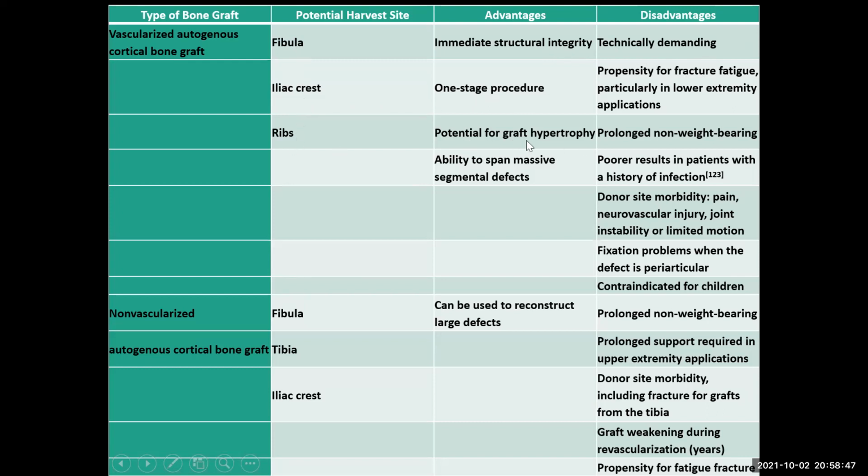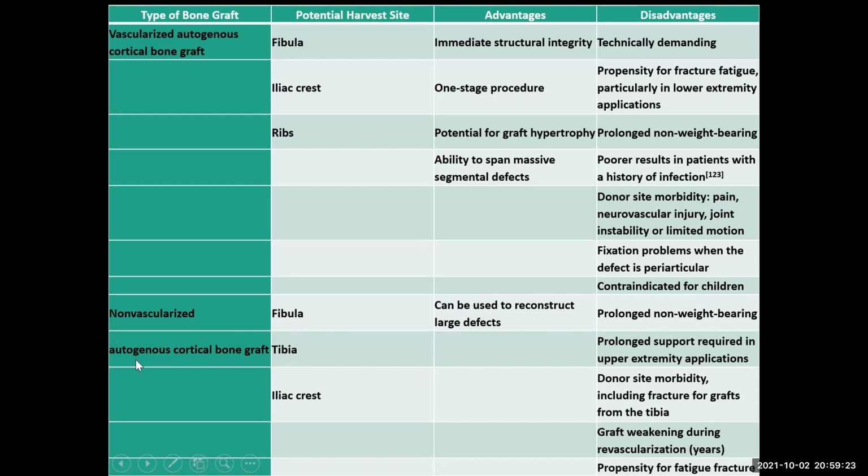Ribs, potential for graft hypertrophy, prolonged non-weight bearing is needed because not structurally strong, but it has the ability to span massive segmental defects. So it is mainly used in vertebra. The disadvantage is donor site morbidity, that is pain, neurovascular injury, fixation problem, and defect is periarticular. It is contraindicated for children. Non-vascularized fibula can be used to reconstruct large defects, but you need prolonged non-weight bearing, prolonged support required in upper extremity.